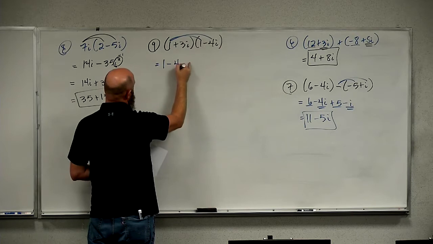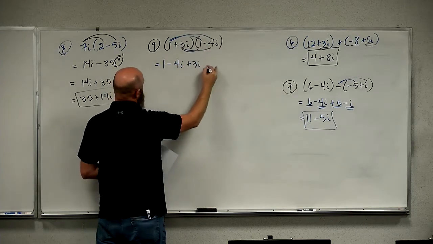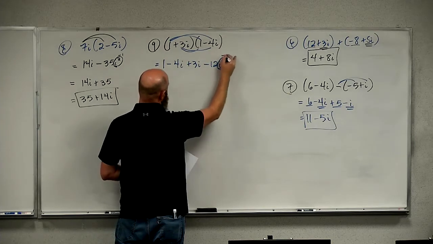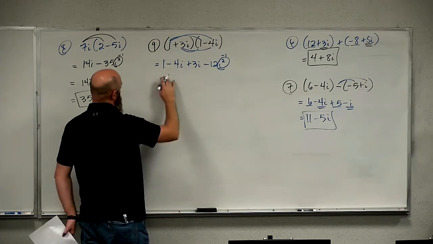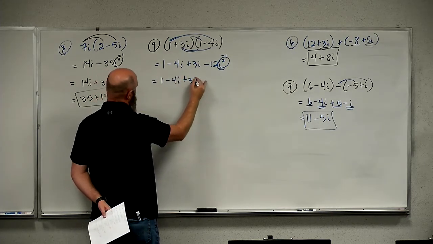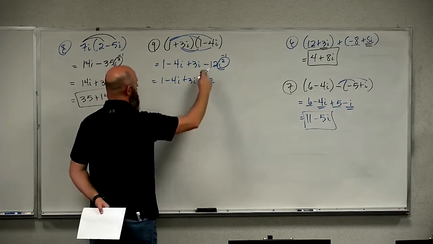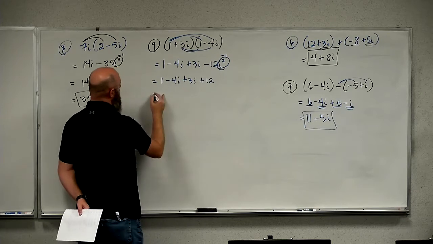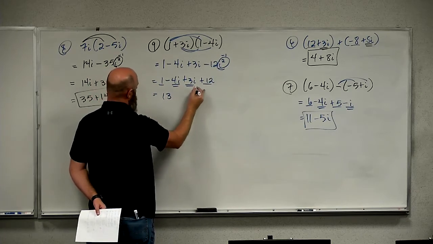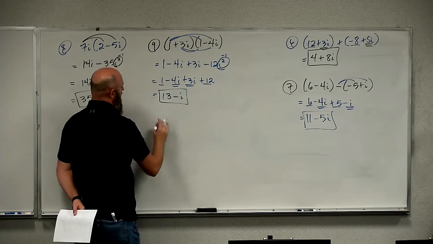We're going to get -4i plus 3i minus 12i squared. But again, that's going to be -1. So I'm going to rewrite this: 1 minus 4i plus 3i plus 12, because of the double negative. And then combine like terms. 1 plus 12 is 13. -4 plus 3 is -1i, or -i.